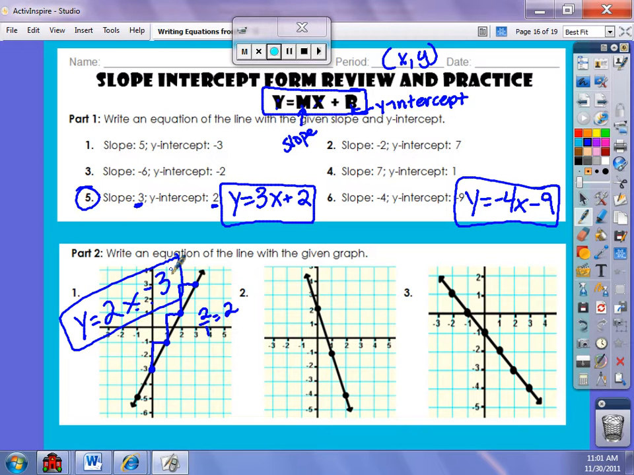Let's look at another one. This one is crossing at 2. So I know at the end, the y-intercept, the b, is going to be plus 2. Now let's see what's happening on this one. Do you notice this graph is going down? It's going down 1, 2, 3, and over 1. It went down 3 over 1. So this one has a slope of -3. So this is the equation. Y equals -3x plus 2.